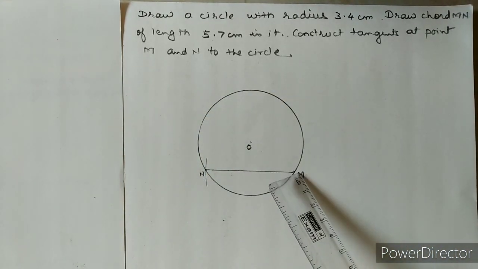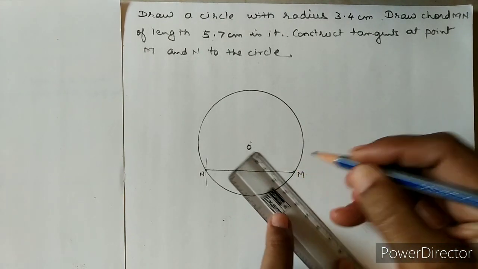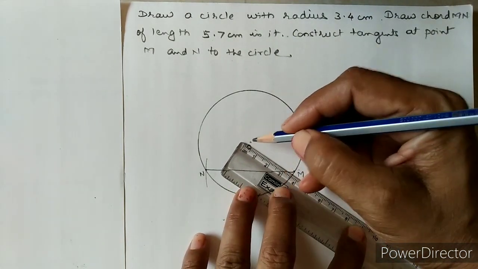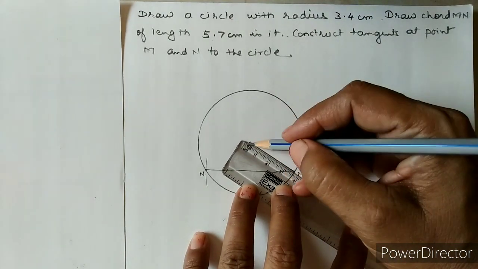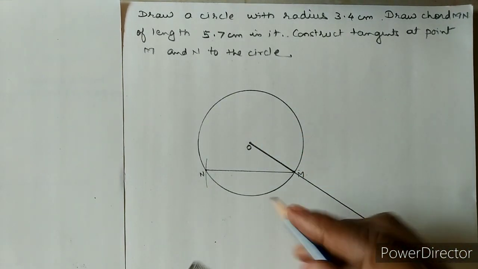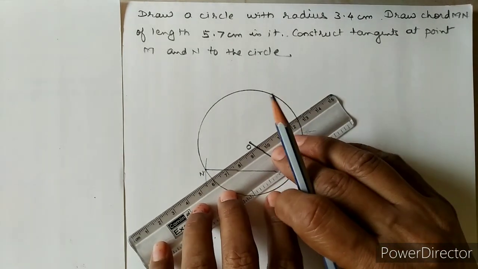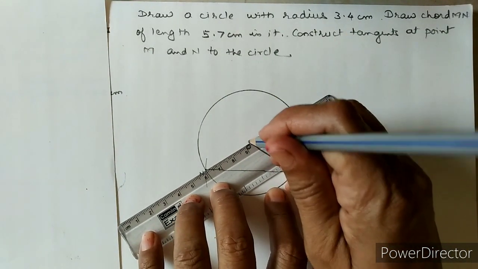To construct a tangent through a point which is on the circle, what you have to do? You have to join this point to the center. We have to draw a segment joining center of the circle and that point which is on the circle. And then draw ray OM. Here we have to construct tangent at point N. For that, what you will do? You will draw ray ON.